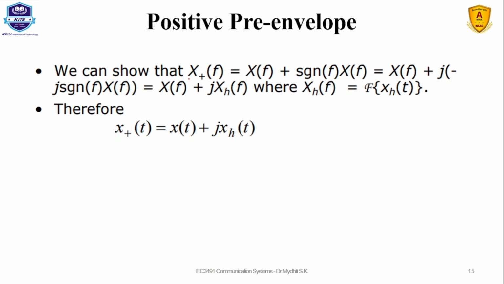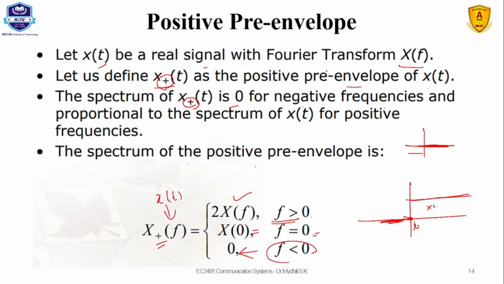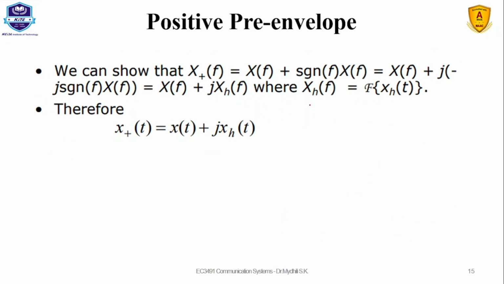We can show that x plus of f is equal to x of f plus a signum function. We know the signum function has a positive value for positive frequencies and a negative value for negative ones, but here for negative it is simply 0. So we can simply prove that x of f plus signum function of f into x of f gives the positive pre-envelope. So x of f plus j into signum function of f gives simply the functionality present on the positive side of the signal alone.